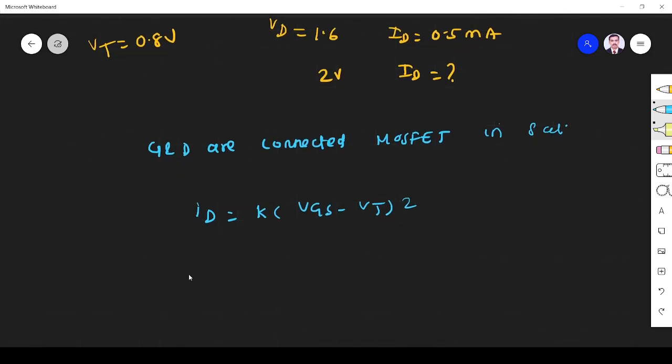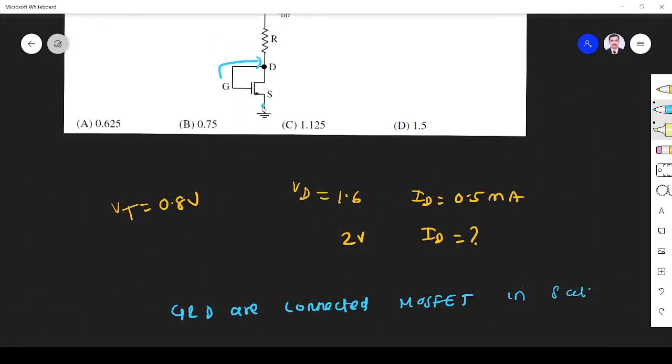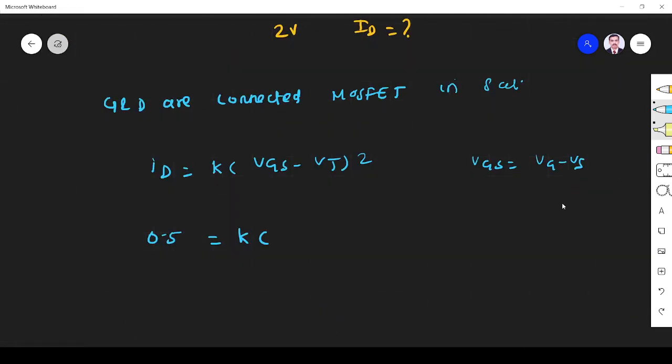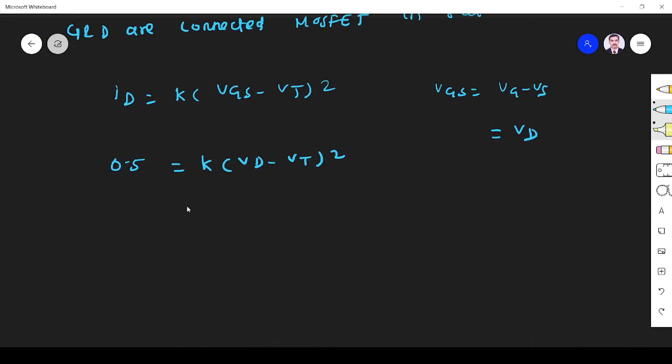For the first case, ID is 0.5 milliampere, K, VGS is equal to VG minus VS. We know VS is 0. Here you see the source is at ground potential, 0 volt. Since G is equal to D, VG is equal to VD. So VGS I can write as VD minus VT square. What is VD? For 0.5, VD is 1.6. So 0.5 equals K into (1.6 minus 0.8) whole square.